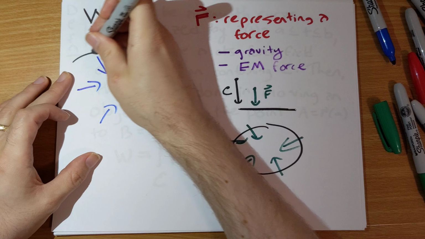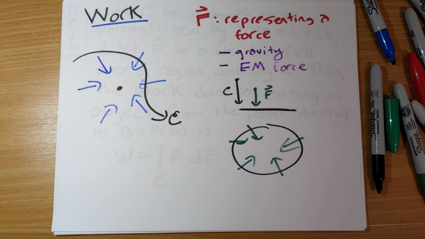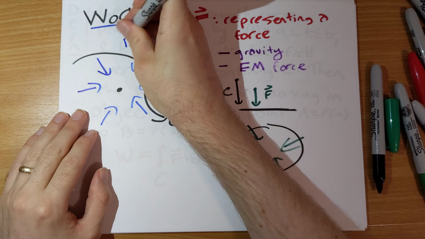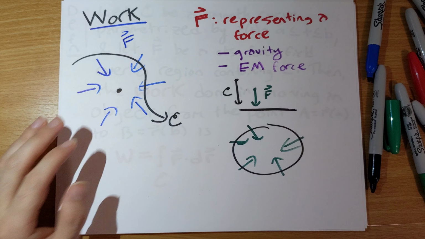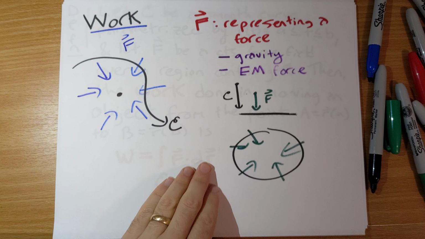And so then we have this curve C here. This is the path of some particle. How much work is this force field F here doing on the particle whose motion is represented by curve C?